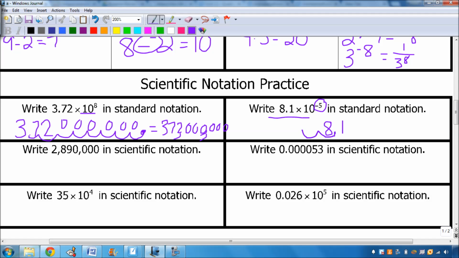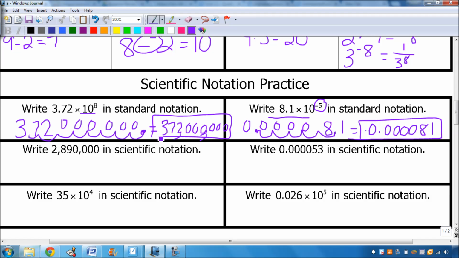So 1 ten, 2 tens, 3 tens, 4 tens, 5 tens, I fill these in with zeros. So it's 0.000081. And then I put this 0 here as just a filler. Okay? All right, so now this time I need to write this answer in scientific notation.